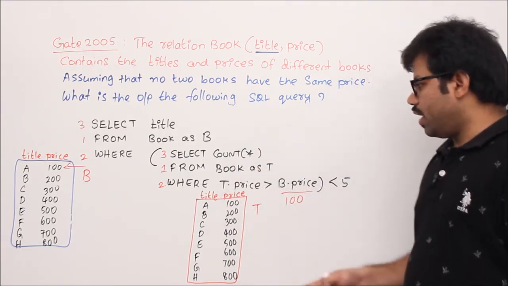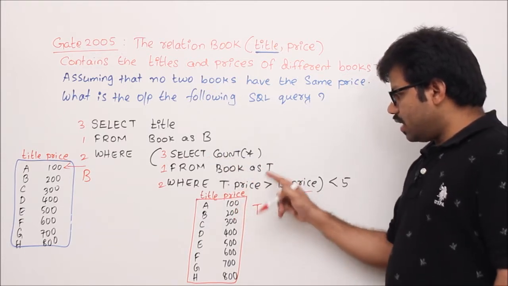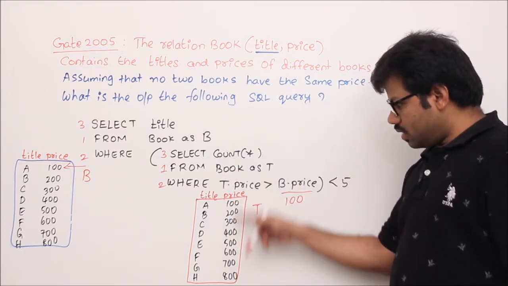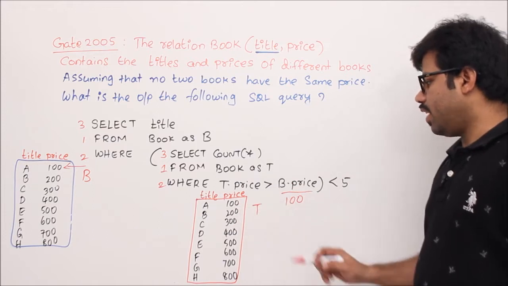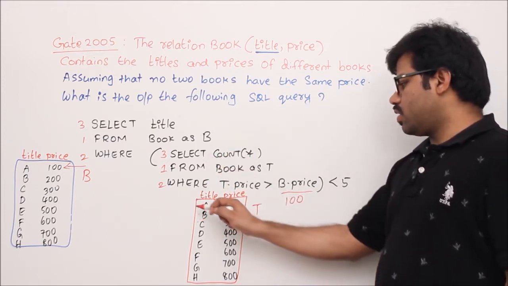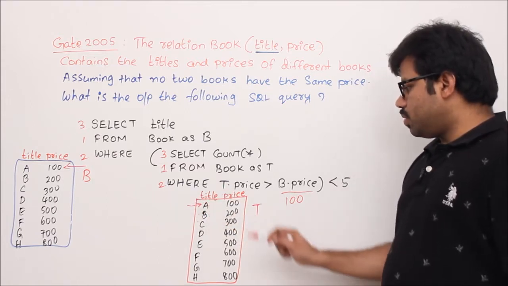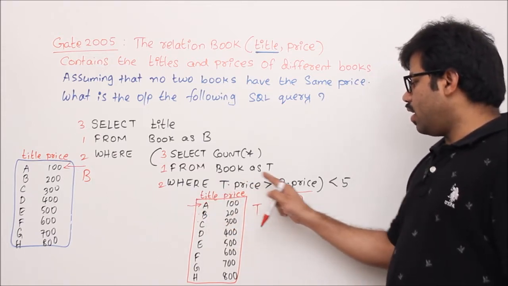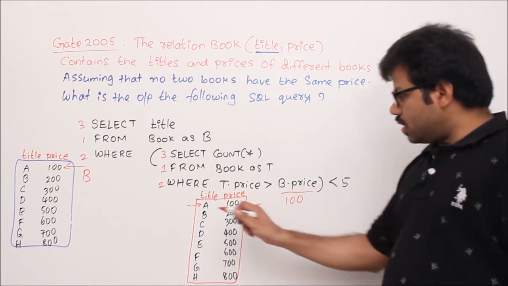So when you run this query, here book as T means every tuple T will be evaluated. Take every tuple and evaluate this query. Take the first tuple. When you substitute T.price, that becomes 100. 100 greater than 100 is false, correct? So this tuple will be rejected.